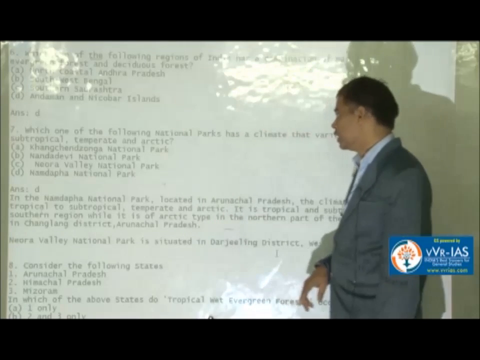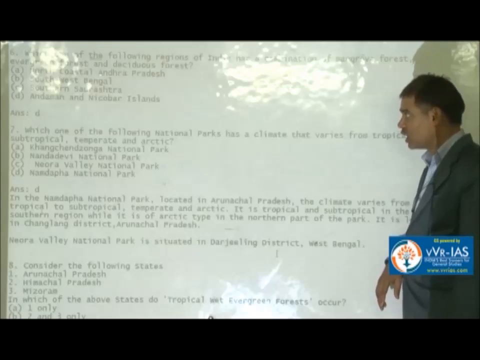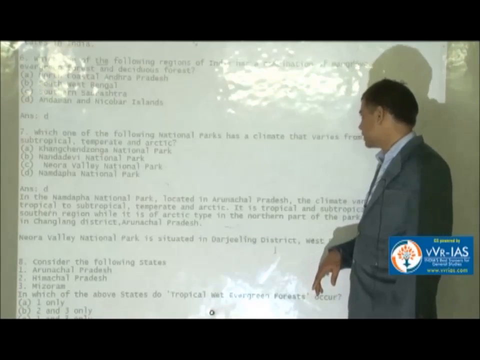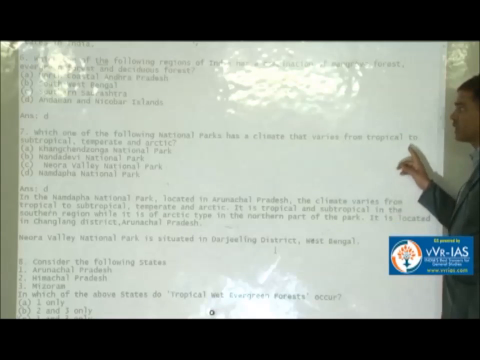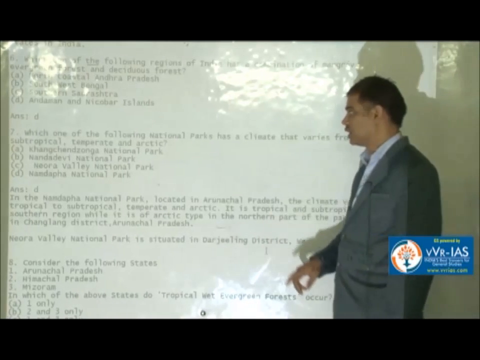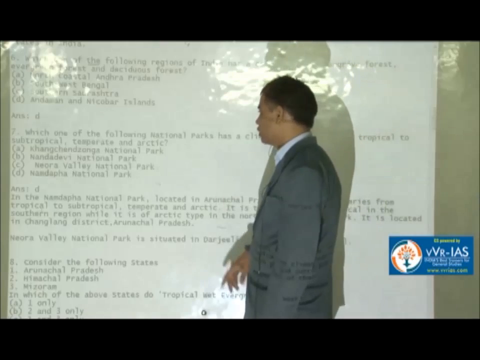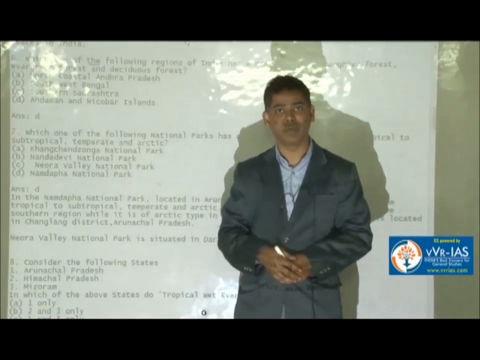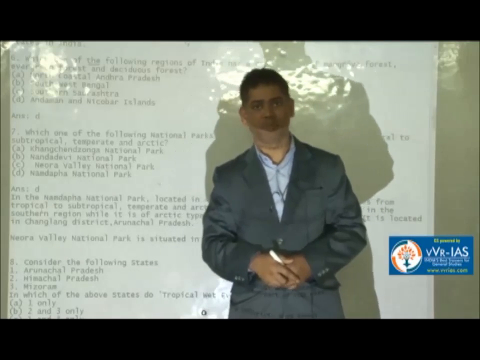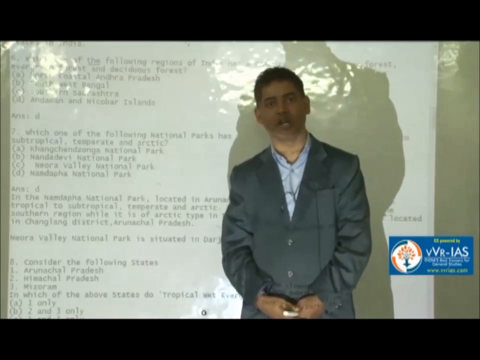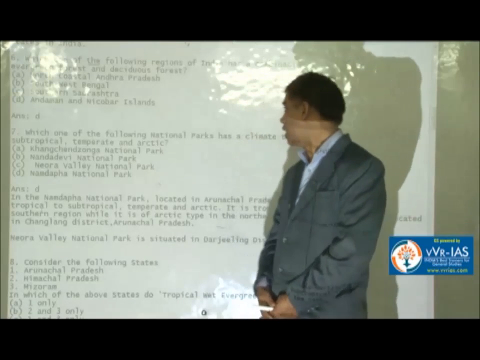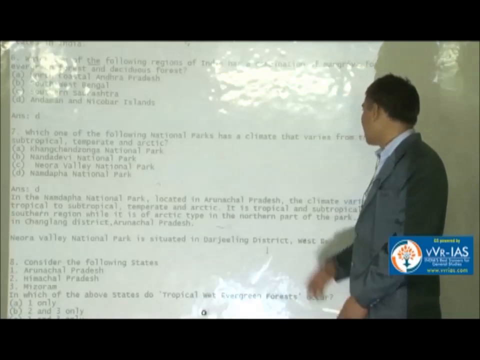The answer is D. See the next question: which one of the following national parks has a climate that varies from tropical to subtropical to temperate and to Arctic? What is Arctic? Arctic means very low temperature where we can find ice and snow, that is called Arctic. Then what is the meaning of tropical?